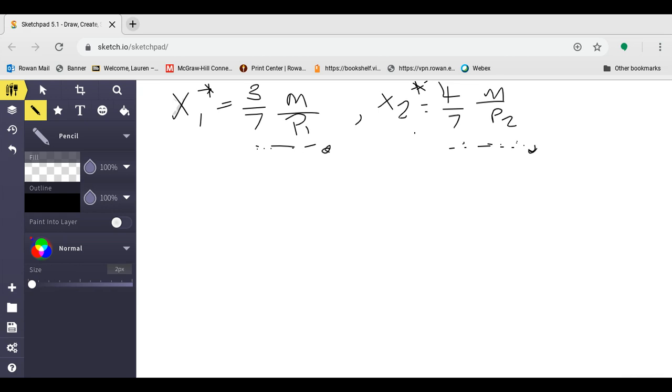All that really matters is these fractions, these coefficients that tell us kind of how much of the budget we're going to get for each good. And then we have just M over the prices. So again, independent of one another.